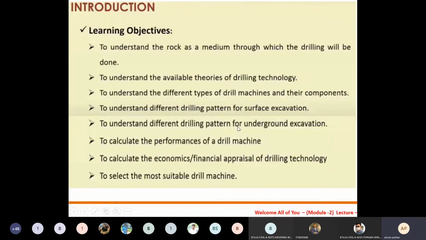This term is very important: drilling pattern. In the coming slides, you will see how the drilling pattern is selected or chosen for underground excavation. Then, how to calculate the performance of a drill machine, that is, how efficient the drill is for a particular work. Under this, you can understand the calculation of drill machine performance. Then, how to calculate the economy or financial appraisal for drilling technology, and then how to select the most suitable drill machine. So these are the learning objectives behind this drilling and blasting technology.